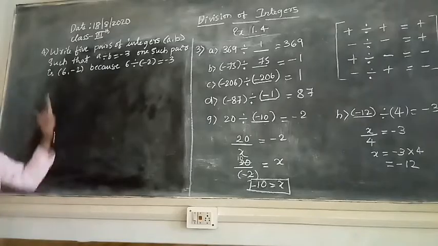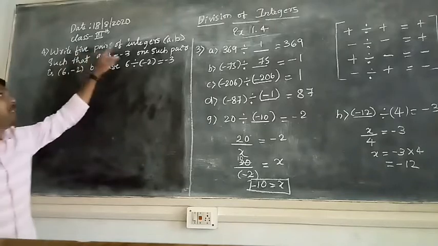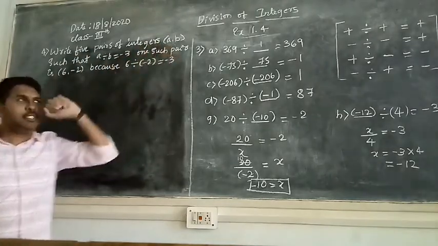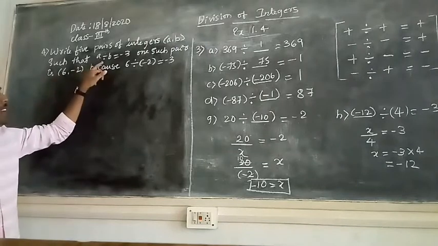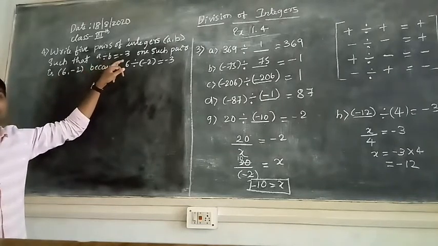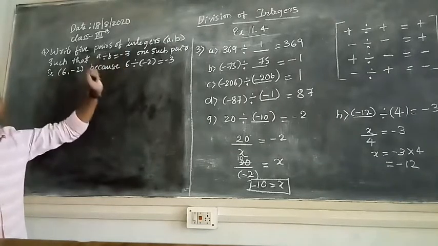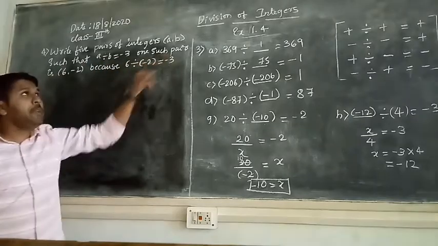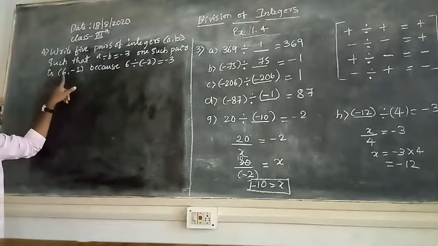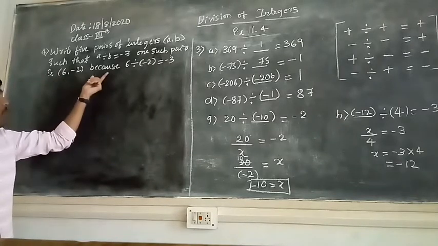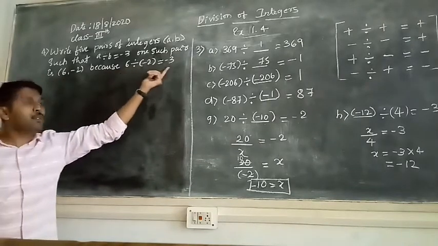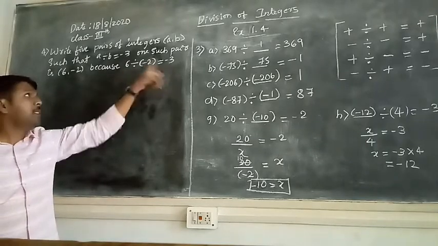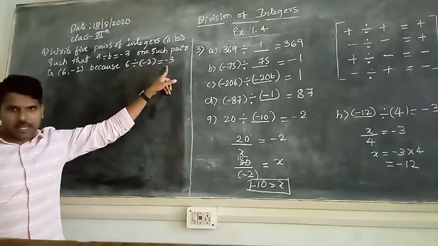Okay students, the fourth question is: write 5 pairs of integers a and b such that a divided by b equals minus 3. If you take any two integers, the result should be minus 3. One such pair they have given is 6 and minus 2. Why? Because 6 divided by minus 2 equals minus 3. Why? 6 divided by 2 is 3. Plus divided by minus is minus.